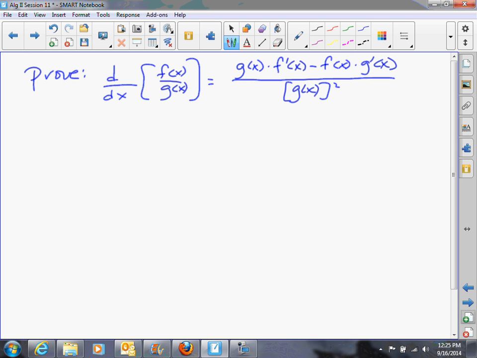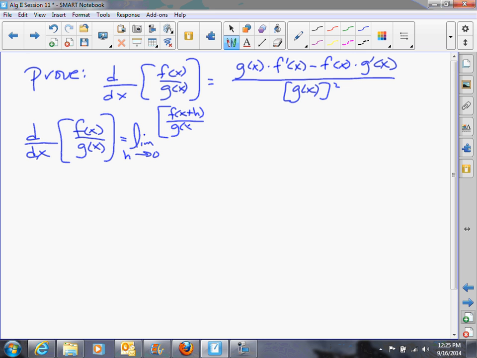All right, so to start with, let's agree that the derivative with respect to x of f of x over g of x is equal to the limit as h approaches 0 of f of x plus h over g of x plus h minus f of x over g of x, all over h. That's the definition of the derivative.